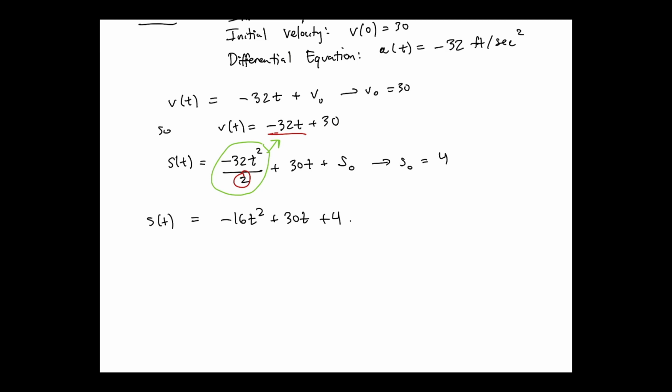Well, do we know what the velocity is at any time? Yes. So could we set this equal to 0 and solve for t? Okay, so let's do that. We're going to ask here, when is v of t equal to 0?